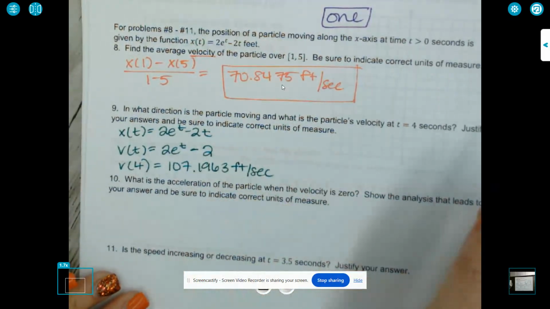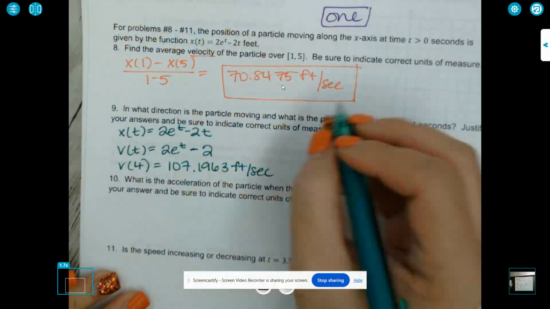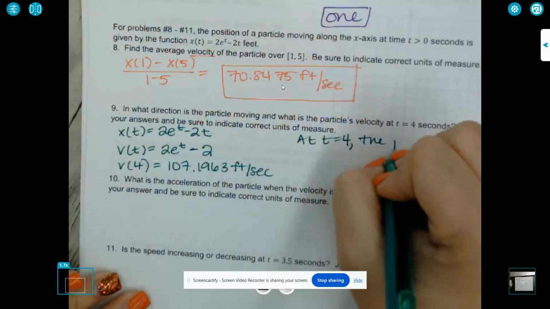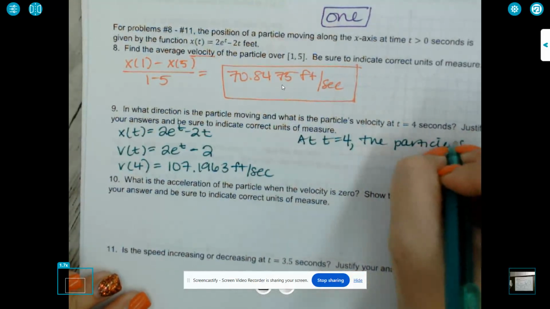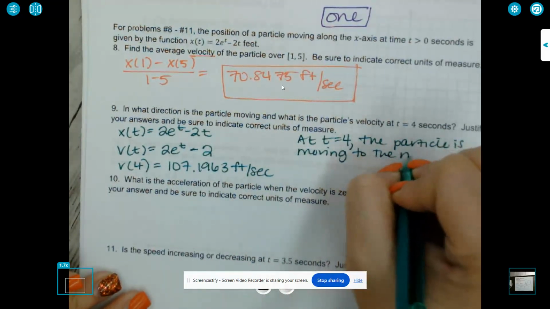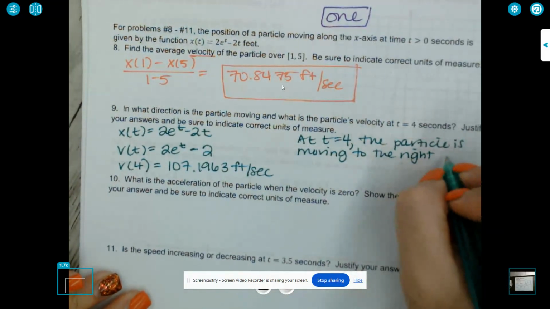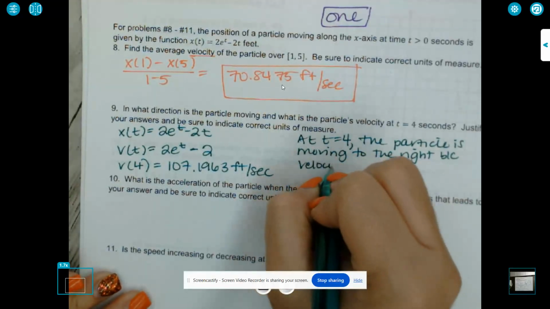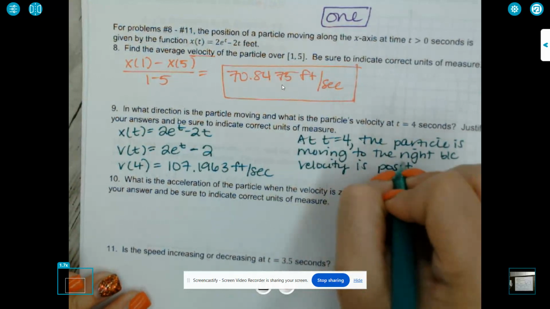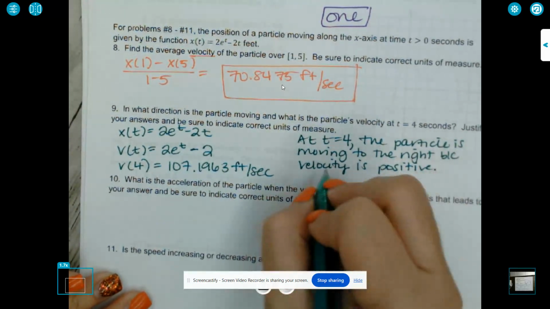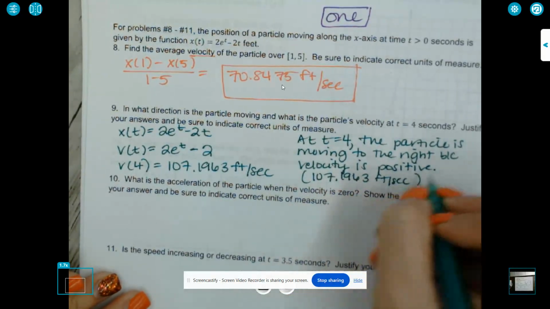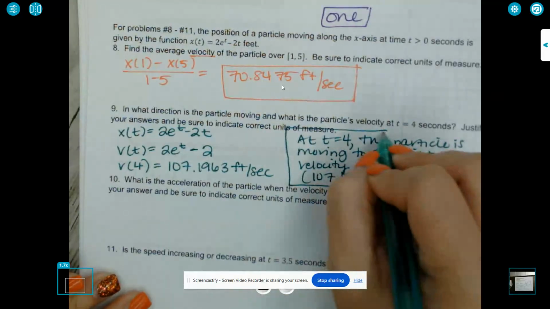Okay, and then it says justify your answer. So at t equals 4, the particle is moving to the right because velocity is positive. And that was a value of 107.1963 feet per second. So there is our justification for that. Okay?